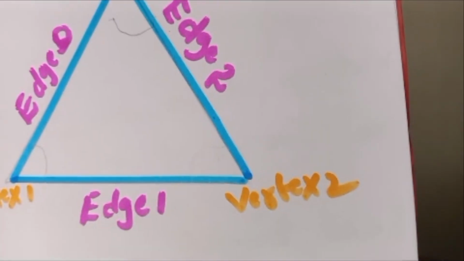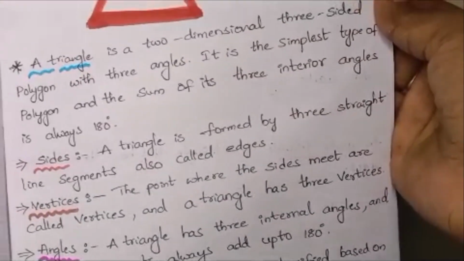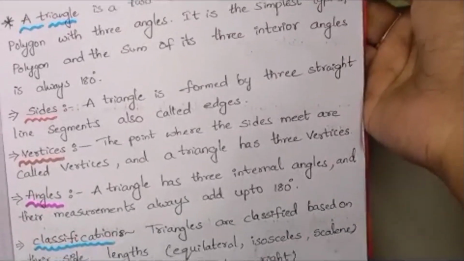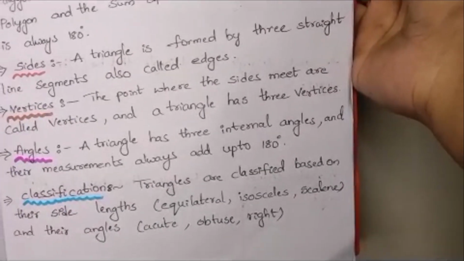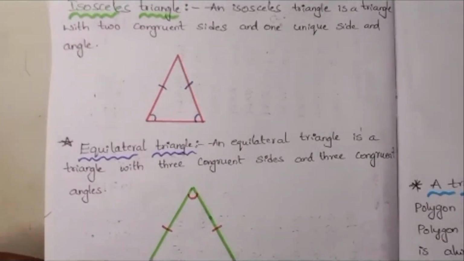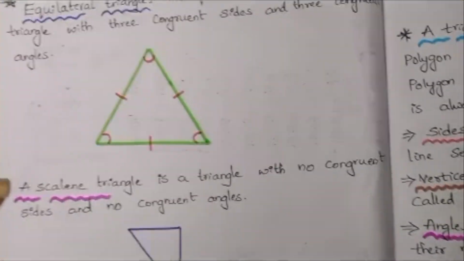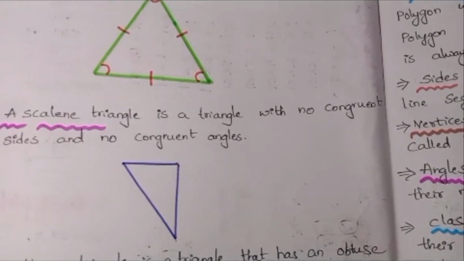And next our topic is about the classifications of a triangle. Triangles are classified based on their side lengths and their angles. Let us discuss one by one. According to the side lengths, there are three triangles: equilateral, isosceles and scalene triangles.